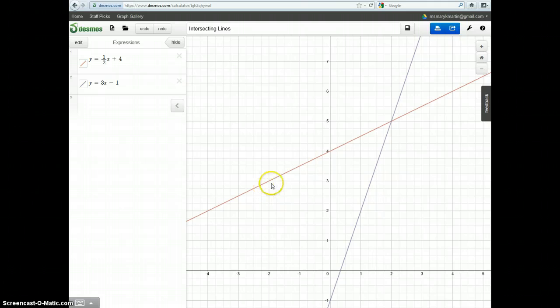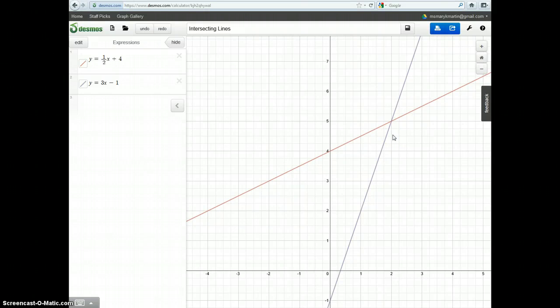Remember, every point on this pink line makes the first equation true, and every point on the second line makes the second equation true. The only point that is on both lines is this point right here, 2, 5. 2, 5 is the only point that makes both equations true. Therefore, we would say that point 2, 5 is the solution to this system of linear equations.